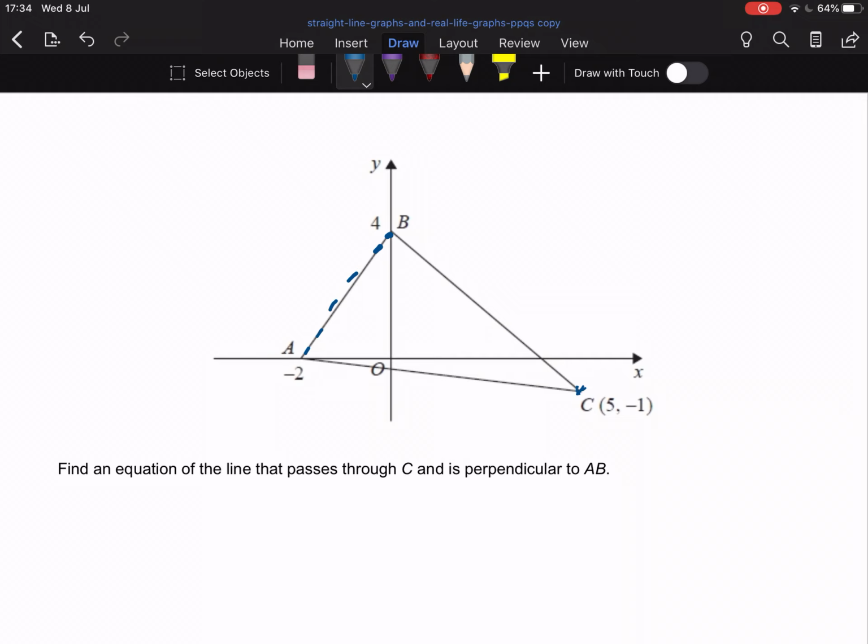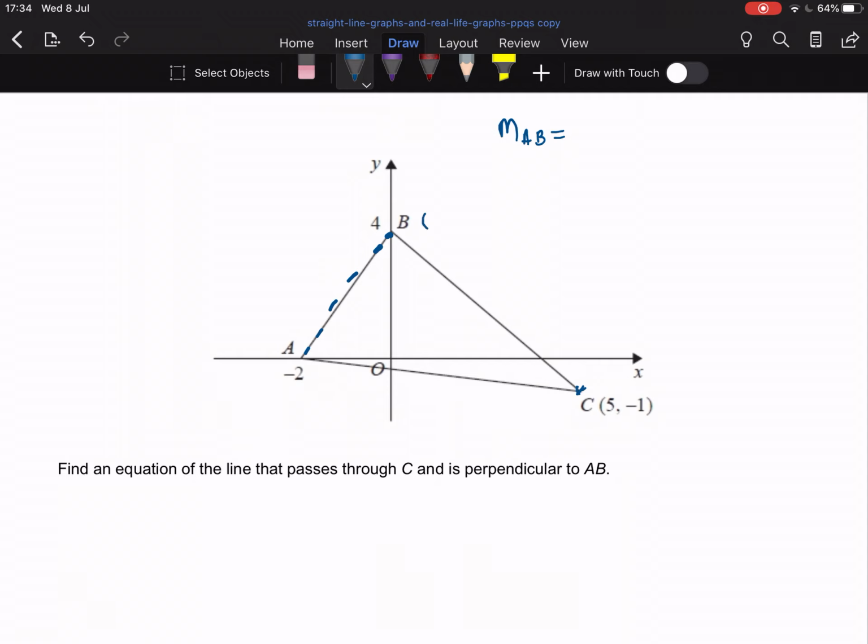So the plan, because there's always a plan, is to work out the gradient of AB, then work out the gradient of the perpendicular line to AB, and we'll take it from there. If I want to work out the m of AB, I'm going to have to do difference in y over difference in x.